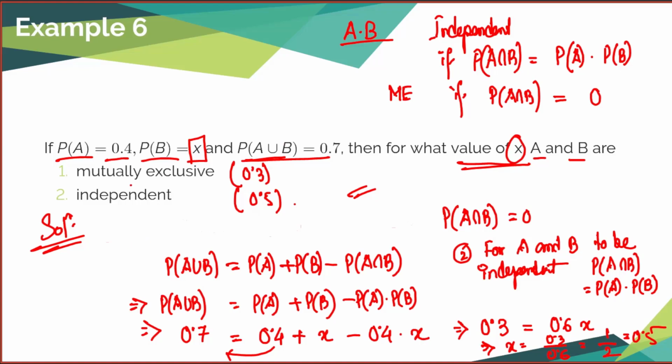Now there are certain questions where they will ask you to find out whether the events are mutually exclusive or independent. Now how you will do? You will calculate them, and if you find out that the intersection, probability of A intersection B, can be expressed as their product, then you will say that they are independent. If it is exactly equal to 0, then you will say that they are mutually exclusive, right?